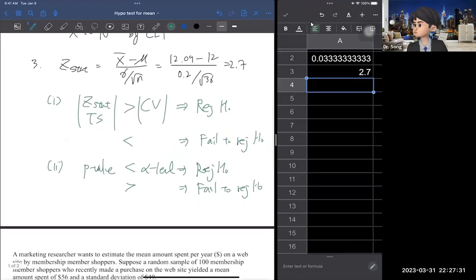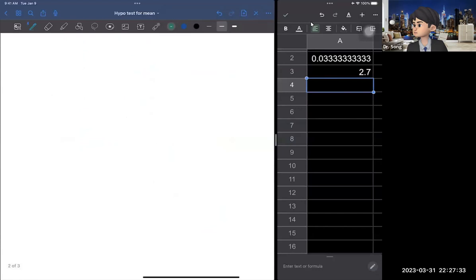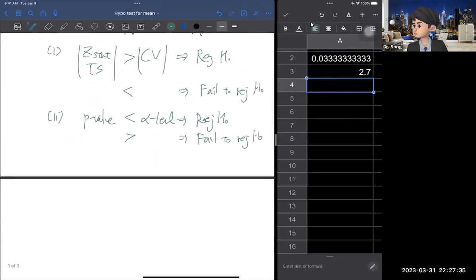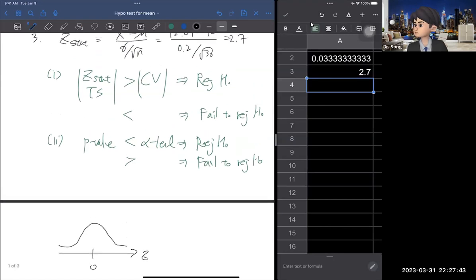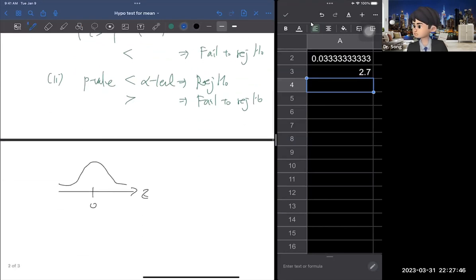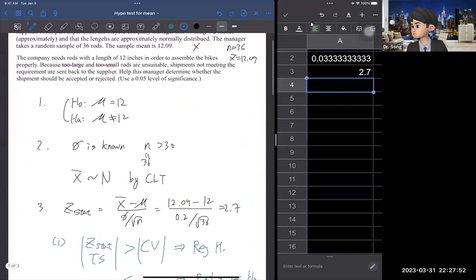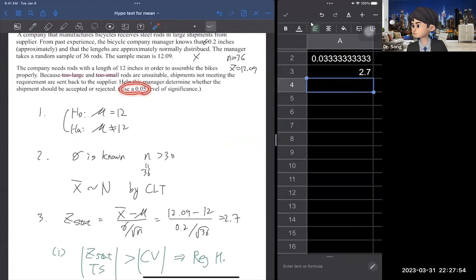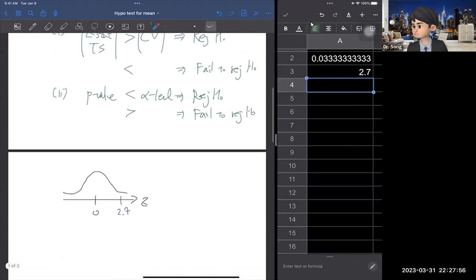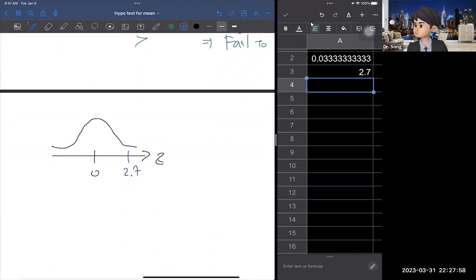The first one is, let me calculate the critical value from the alpha level. So start with the z distribution, the standard normal distribution. Mean equals 0, standard deviation equals 1. And our test statistic is located here, 2.7. But then here, the significance level, we are using 5%, right? The alpha level is 5%. Then we can find the critical value as follows.